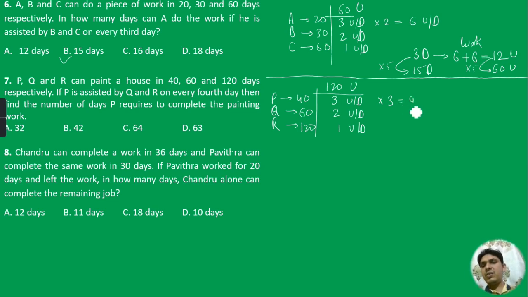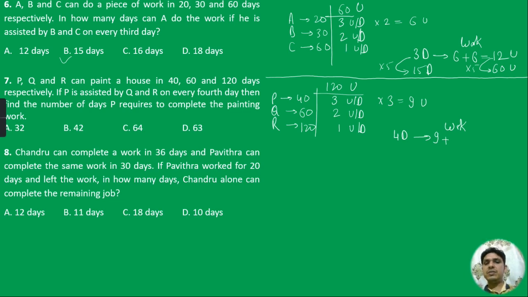The work done will be 9 unit, right? 9 unit. So we can find that in 4 days how much work has been done. First 3 days P has done the work, and how much work has been done? 9 unit. And later on fourth day, P, Q, and R all have done the work, and how much work has been done? 3 plus 2 plus 1, right?